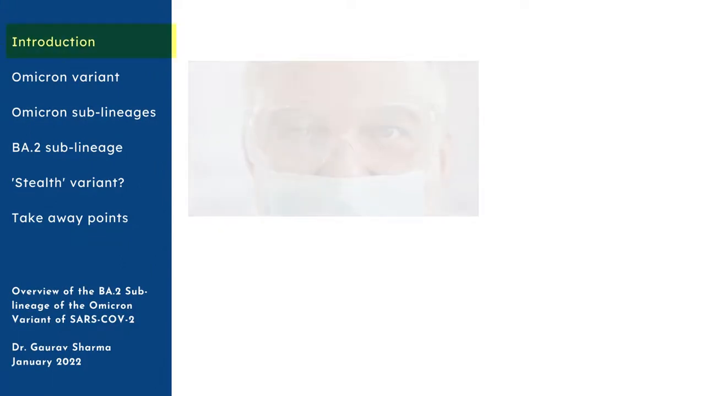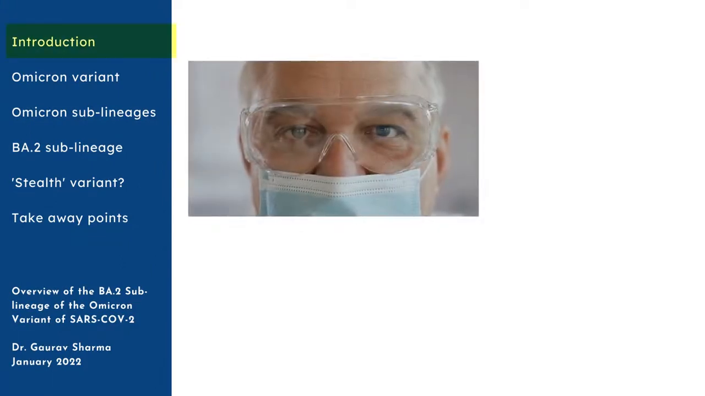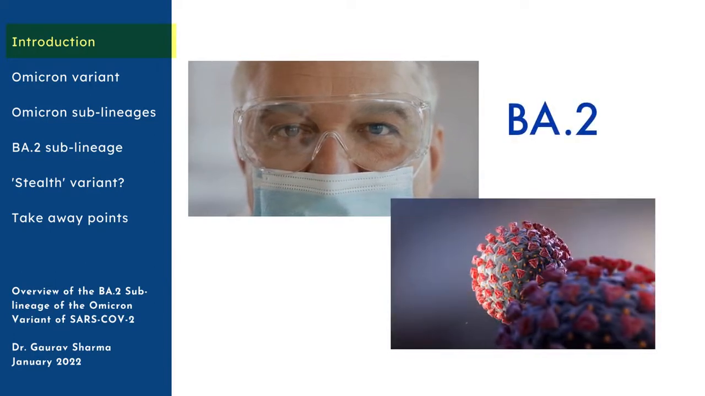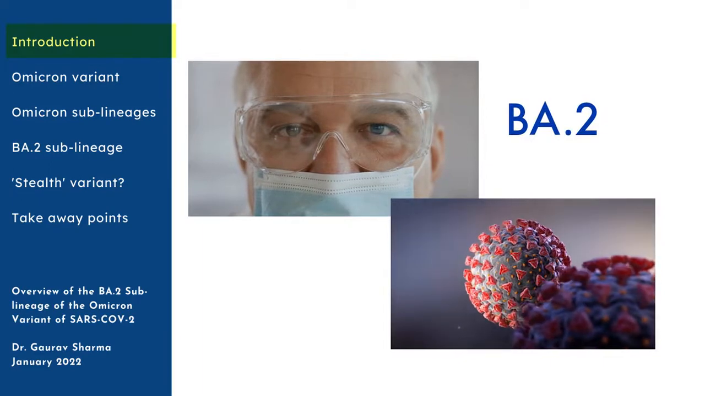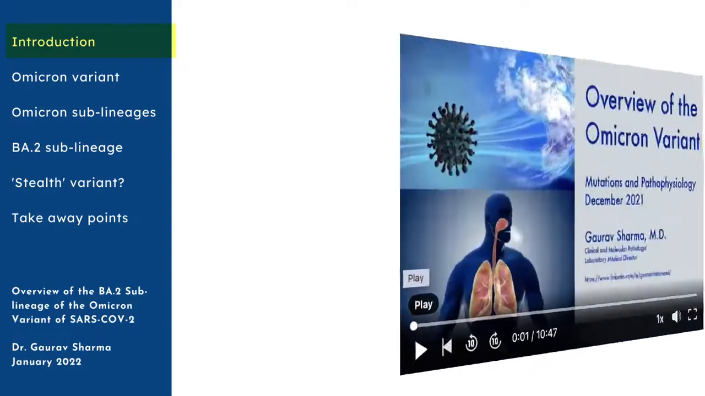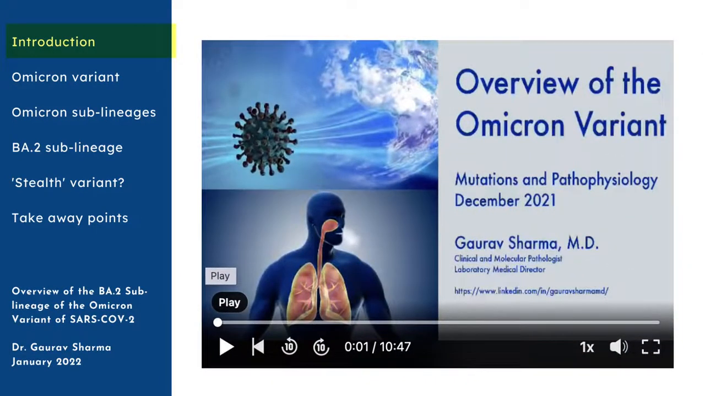Introduction. Intended for healthcare professionals, this explainer video covers the emerging information on the BA.2 sublineage of the Omicron variant of the SARS-CoV-2 virus, the causative agent of COVID-19. This explainer video is a follow-up to a previous video on the mutation profile and pathophysiology of the Omicron variant. You can review that video by clicking the link in the description.